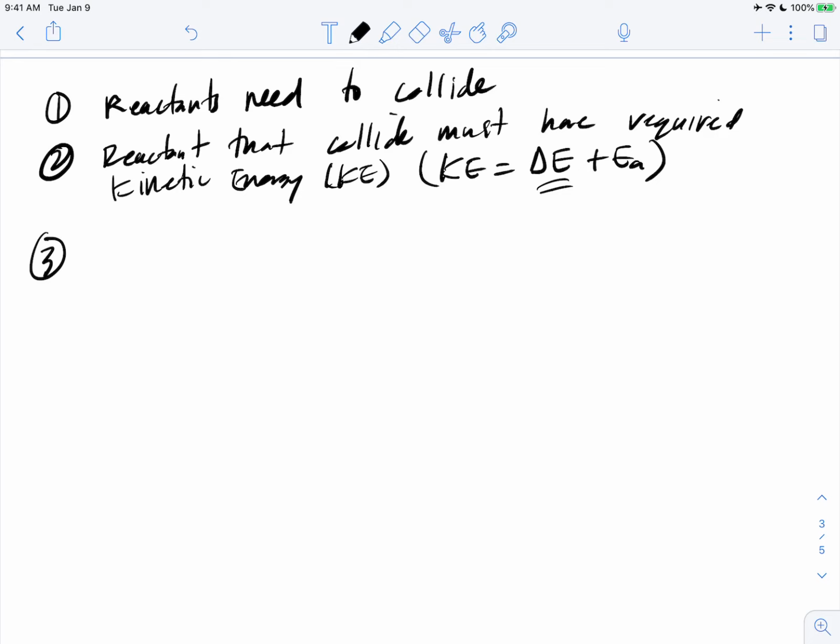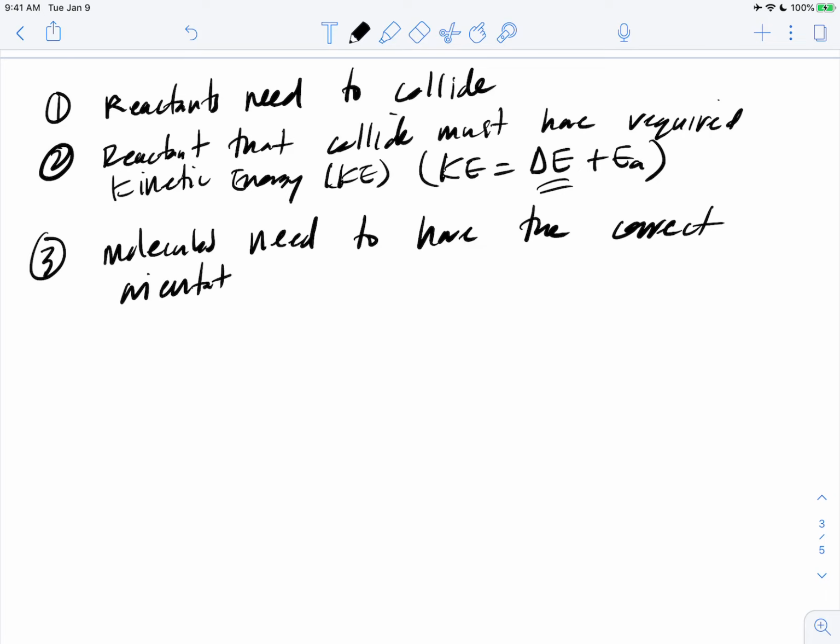So molecules, we draw them as spheres. So I'll write it out first. So molecules need to have the correct orientation when they collide. And so the reason is, we have molecules.